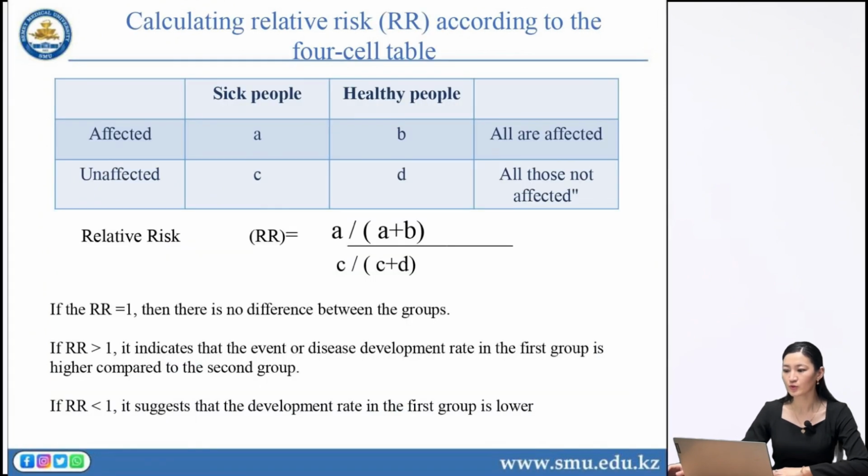In a cohort study, we calculate relative risk. Here the formula of relative risk and interpretation are shown. If the relative risk equals 1, then there is no difference between the groups. If relative risk is more than 1, it indicates that the event or disease development rate in the first group is higher compared to the second group. If relative risk is less than 1, it suggests that the development rate in the first group is lower.